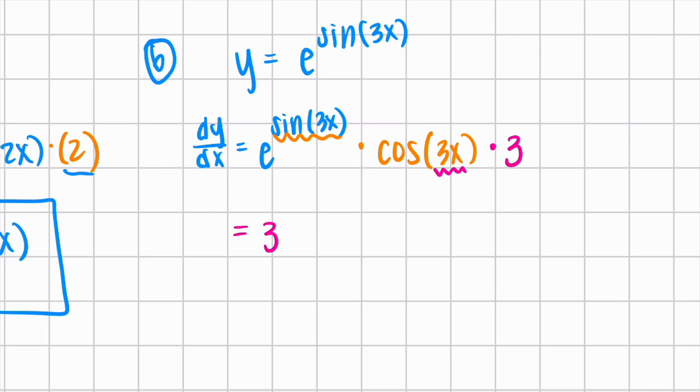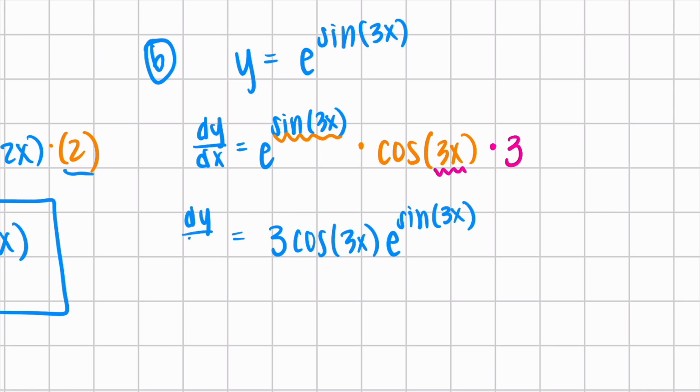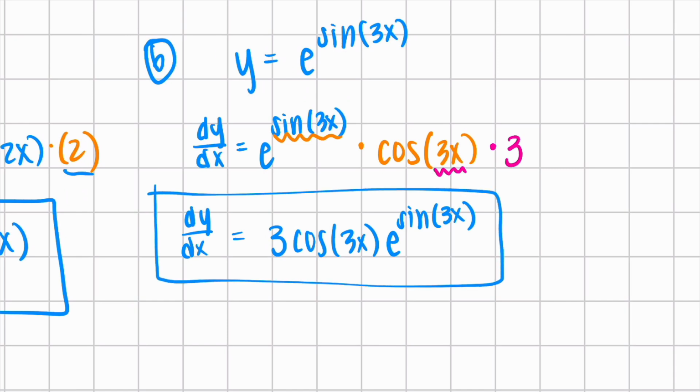Rewrite it to make it look nicer. We're going to have 3 cosine of 3x times e to the sine of 3x. So that is a nesting chain example.